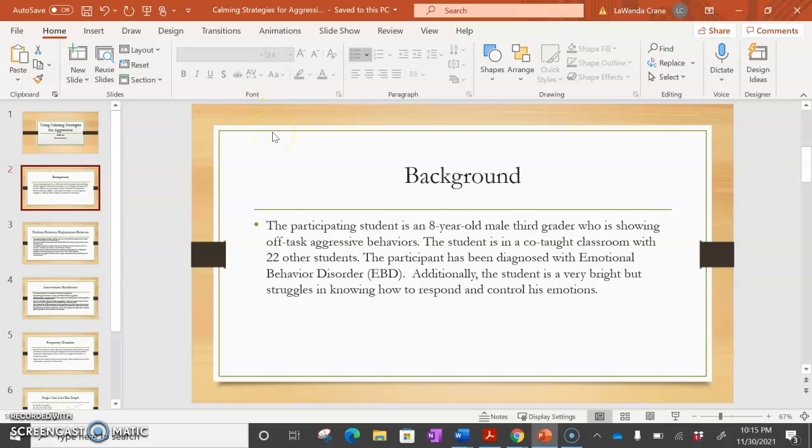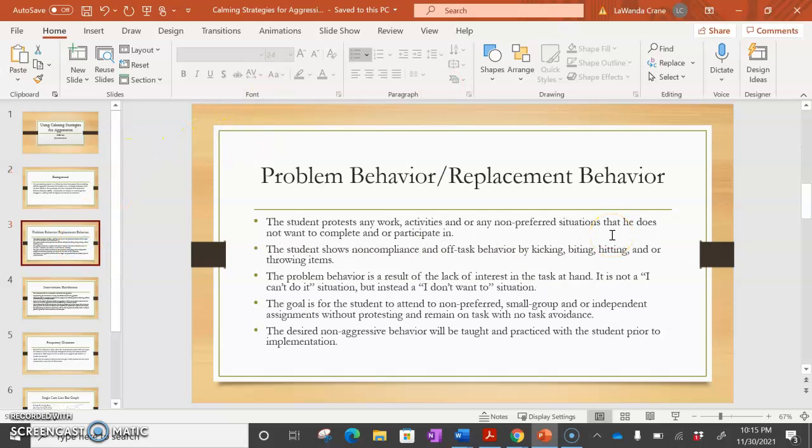Background information: the participating student is an 8-year-old male third grader who is showing autistic aggressive behaviors. The student is in a co-taught classroom with 22 other students. The participant has been diagnosed with emotional behavior disorder, EBD. Additionally, the student is a very bright student but struggles in knowing how to respond and control his emotions.